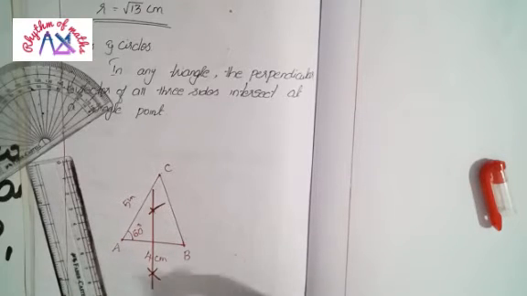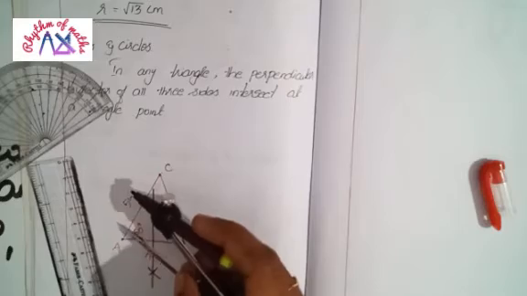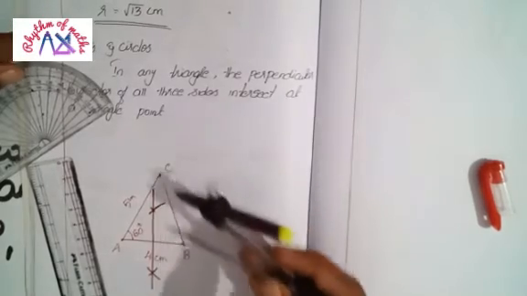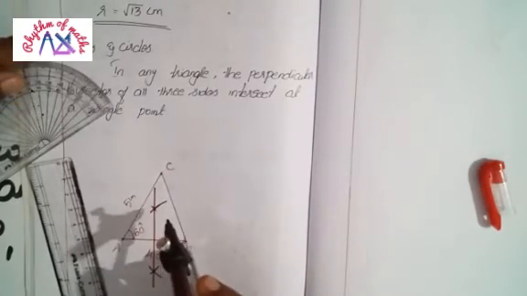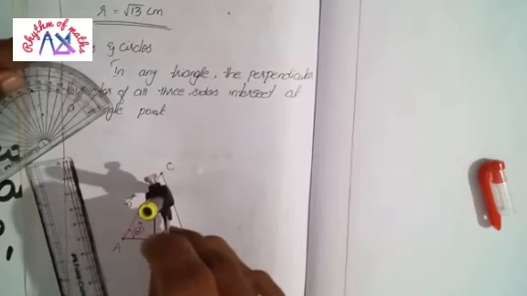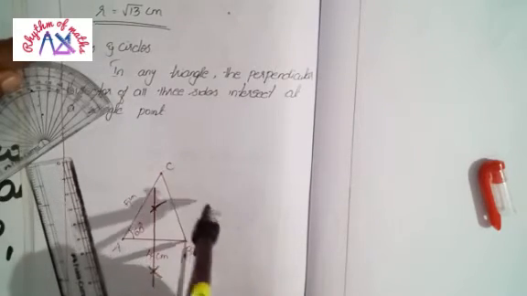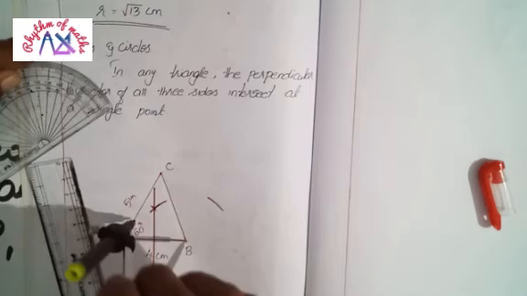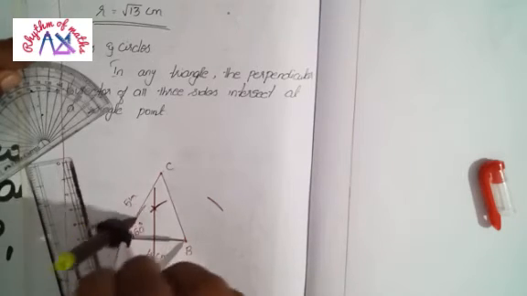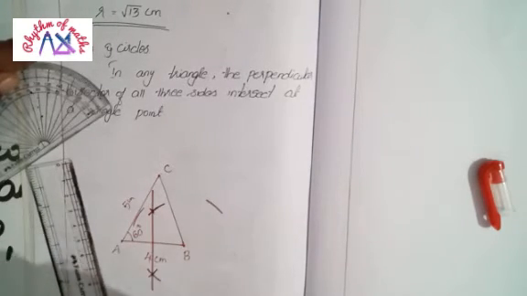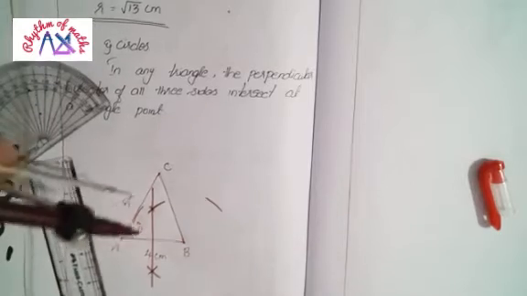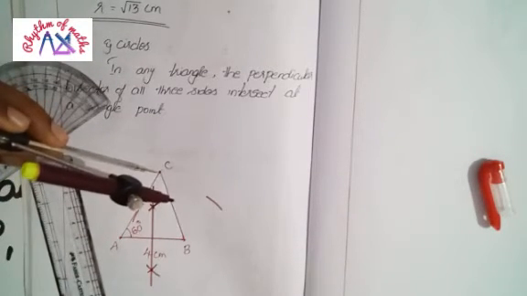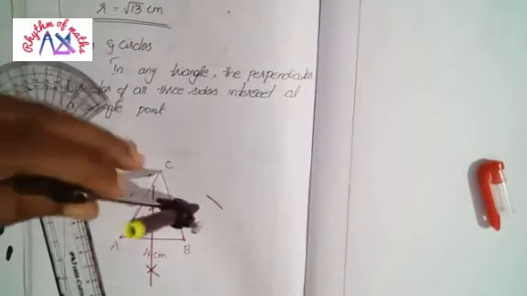Similarly, draw the perpendicular bisector of the next side, either AC or BC. So let's draw the perpendicular bisector of BC. Keep the pinpoint at point B and take more than half. Then draw one arc on this side and here also one arc. Now without changing the measurement, draw another two arcs from point C also.